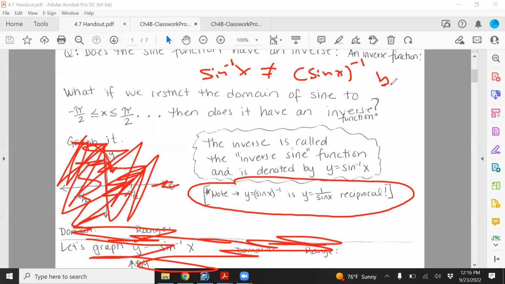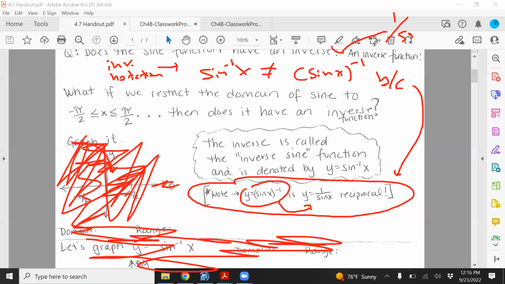Because of this. When you see this here, that's actually 1 over sine x. When you raise them to the -1 power, that's 1 over sine x. Sine to the -1 of x is actually inverse notation. So this right here is inverse notation. This right here is 1 over sine x. Please don't confuse those two.